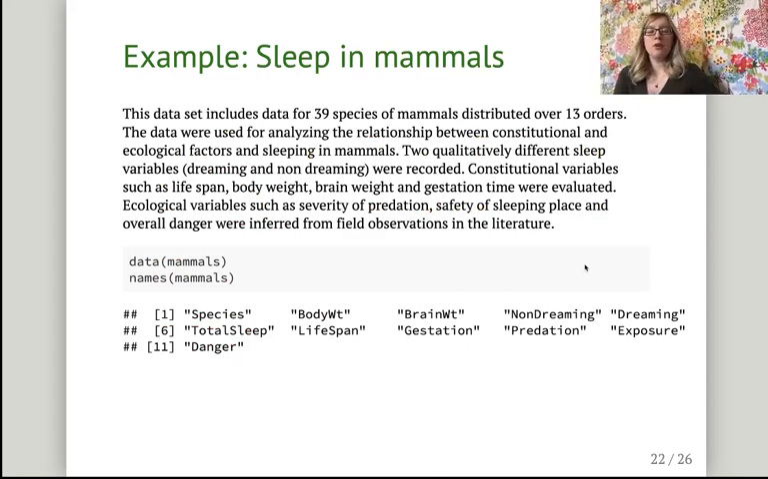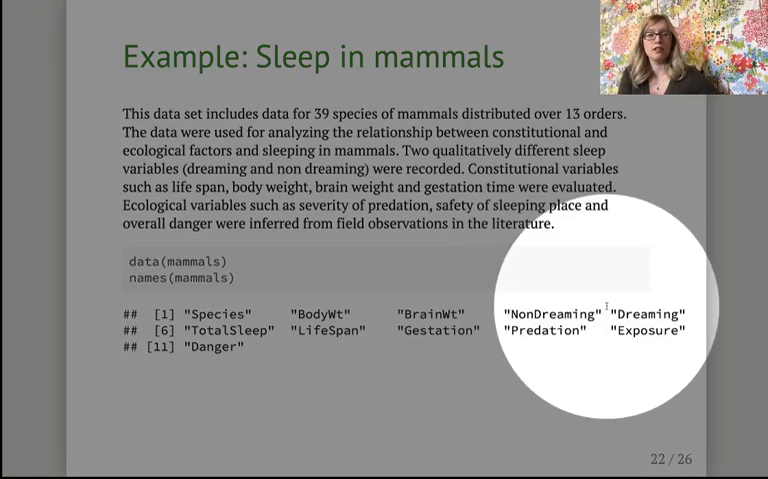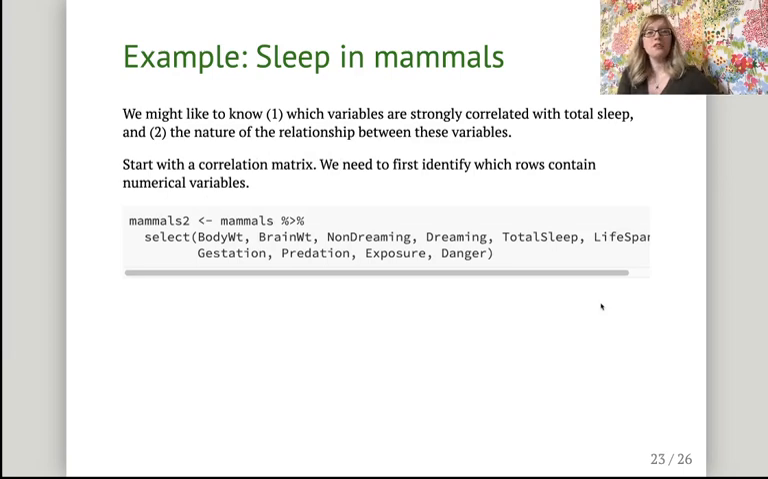So the last data set that I want to take a look at in this section is sleep in mammals. This data set includes data for 39 mammals distributed over 13 orders, so 13 classes of species. We're looking at relationships between factors and sleeping. So we have the amount of time that the mammals spend sleeping, amount of time they spend sleeping but not dreaming, dreaming, total sleep, lifespan, and so on. So we'd like to know which variables are strongly correlated with sleep and the nature of the relationship.